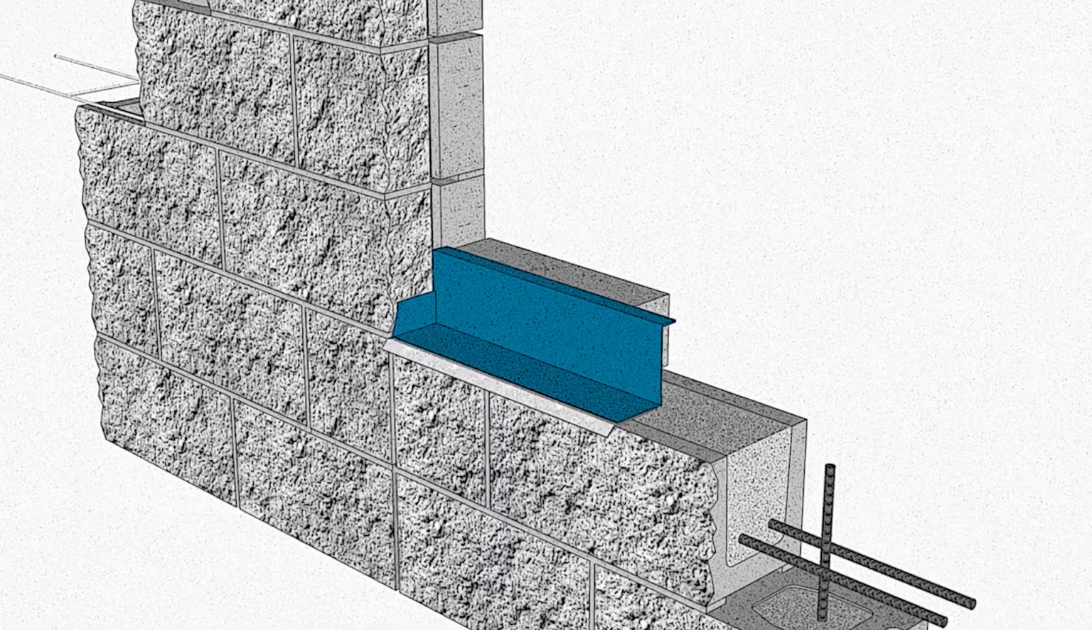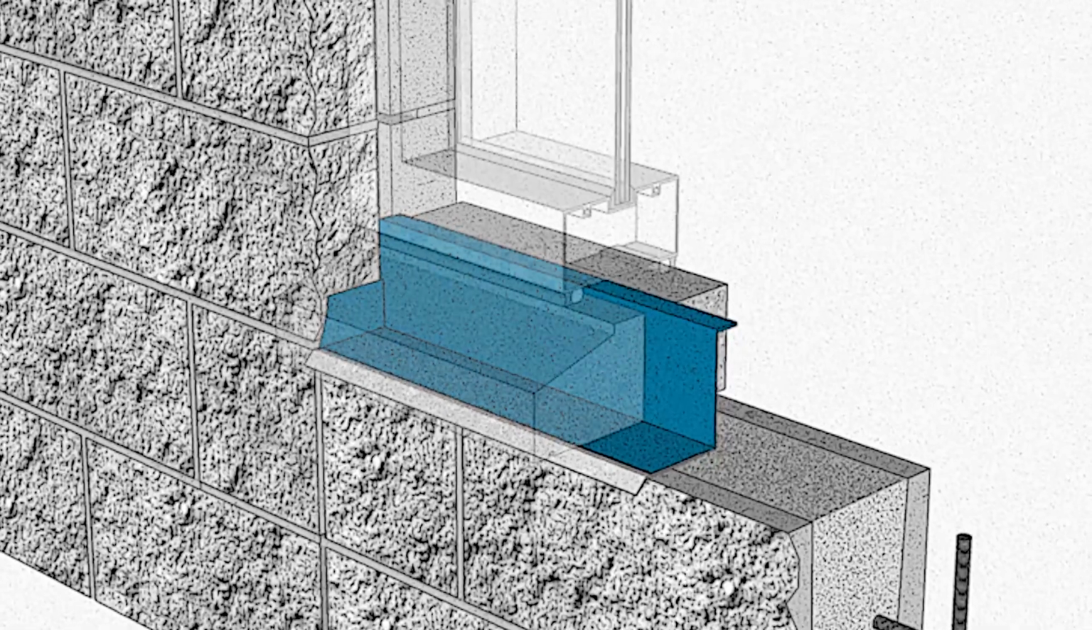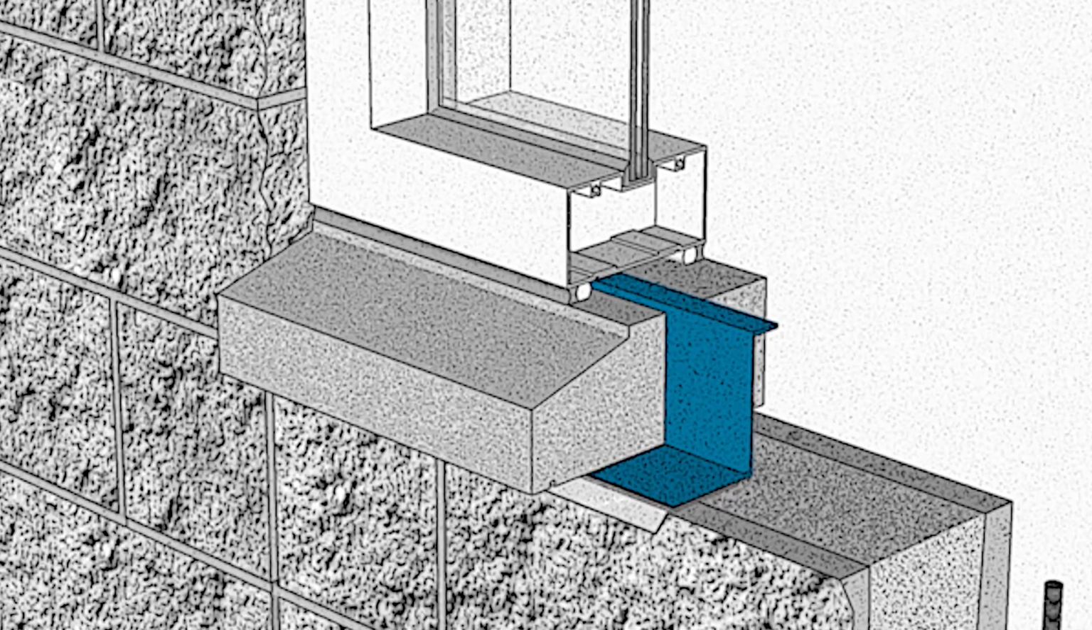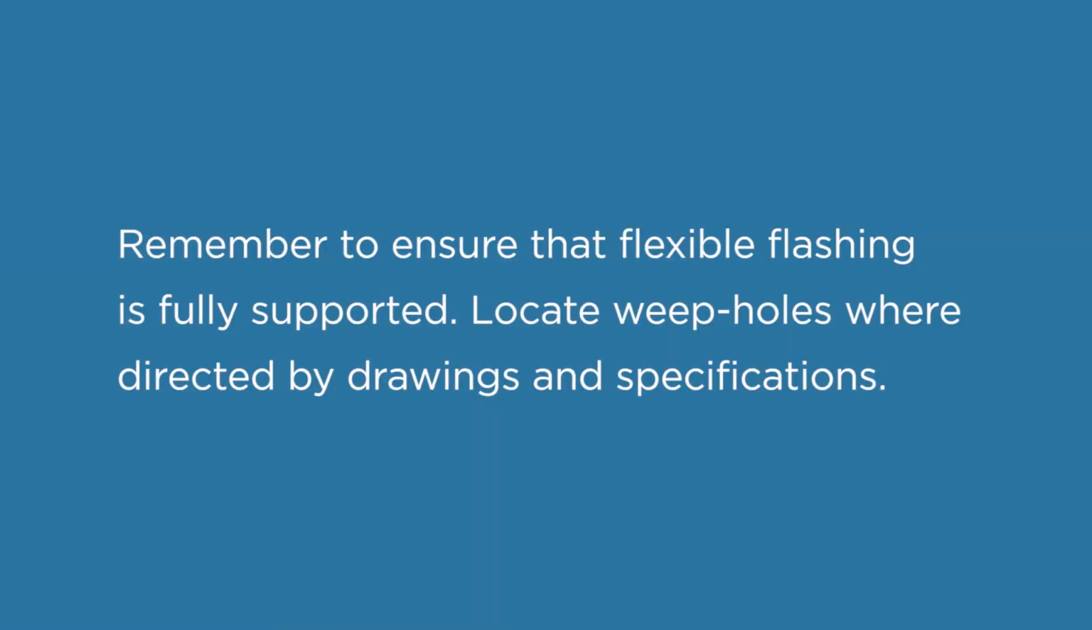Flashing should be installed below openings as well, including end dams, weep holes, and drainage material. This would be applicable in the case of a stone or precast concrete sill as well. In all these cases, the installation is very similar to what was described for cavity walls in Part 2 of this series. A thinner backup unit should be installed behind the sill to adhere the flashing to. Remember to ensure the flexible flashing is fully supported. Locate weep holes where directed by drawings and specifications.